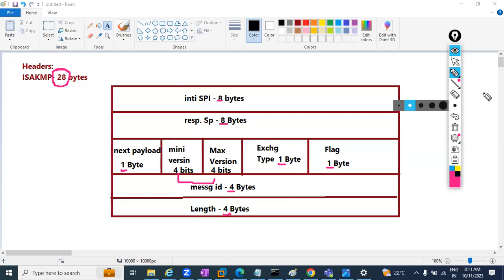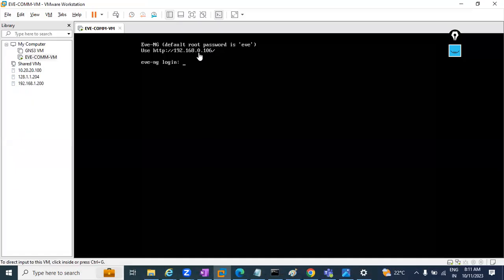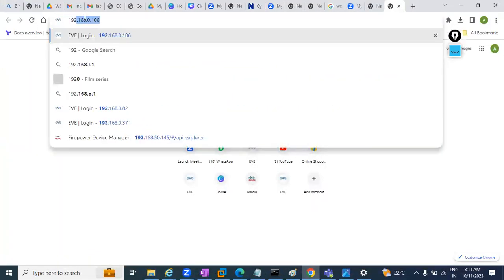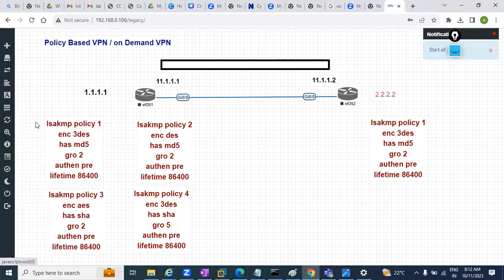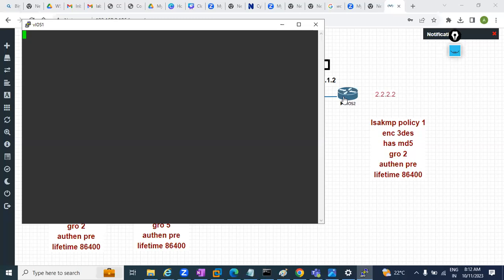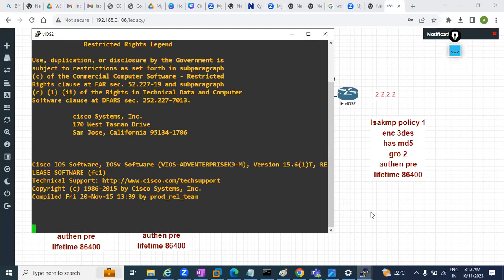Along with that, we would capture some packets today. So let me open the same topologies. Let it start.